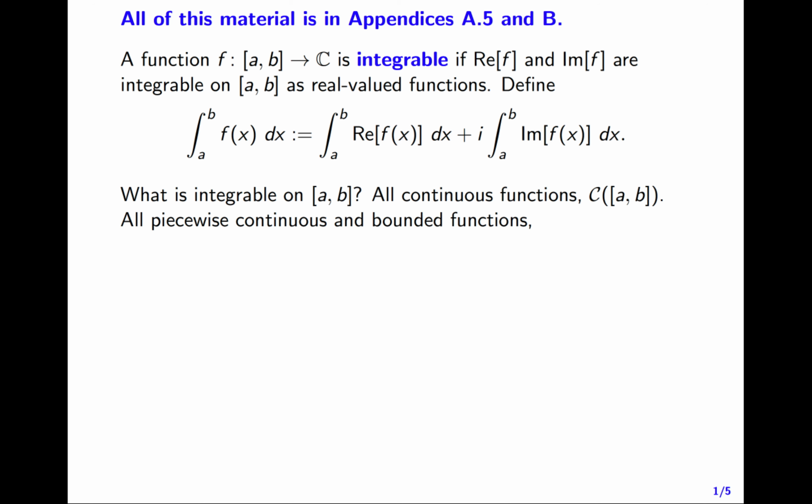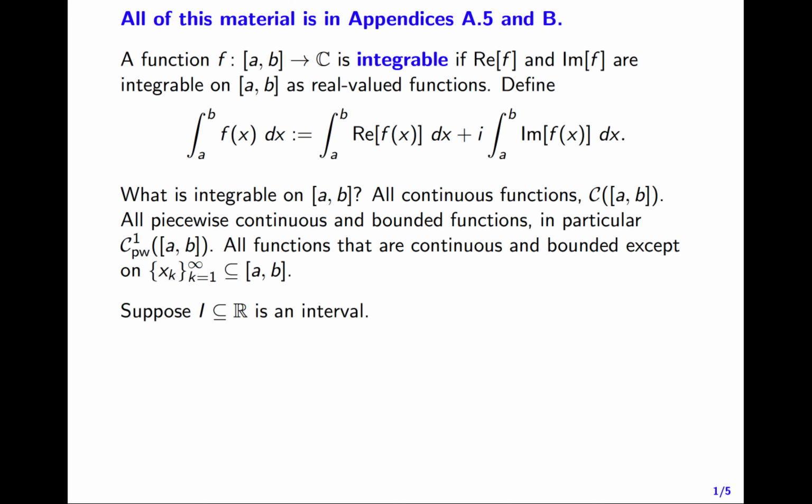In particular, the function space C1 piecewise on a to b that we've worked with using the Fourier series convergence results. And in fact, all functions that are continuous and bounded on the interval a to b, except we might allow some discontinuities at a countably infinite sequence of points x_k from k equals 1 to infinity. That's a pretty remarkable result, that a function can be continuous at all but countably many points and bounded on the whole interval, and still it is integrable. So a function can behave pretty badly from the point of view of continuity and still retain its integrability.